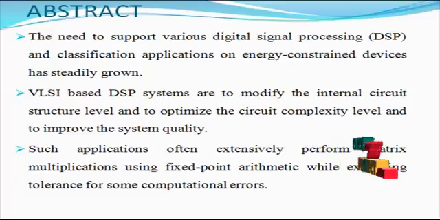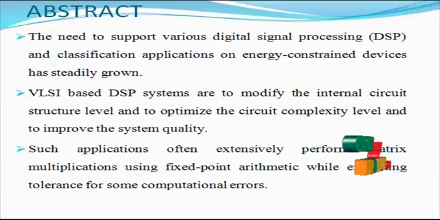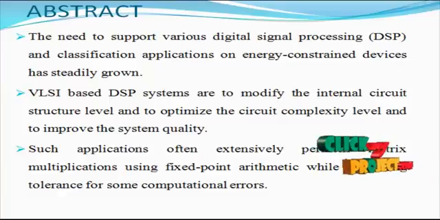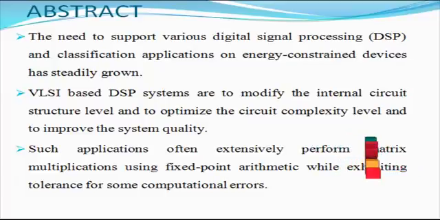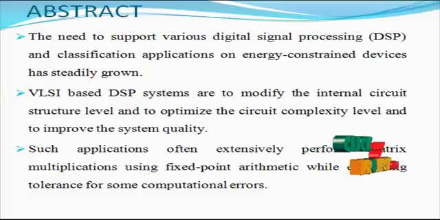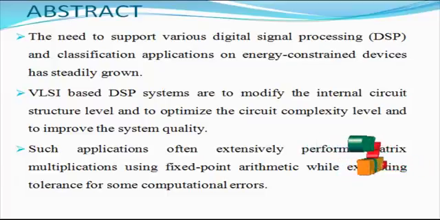The need to support various digital signal processing and classification applications on energy constrained devices has steadily grown. Such applications often extensively perform matrix multiplication using fixed point arithmetic while expecting tolerance of some computational errors. Hence, improving the energy efficiency of multiplication is crucial. In this brief, we propose a multiplier architecture that can trade computational accuracy for energy consumption at runtime. Compared with the precise multiplier, the proposed multiplier can reduce circuit complexity.